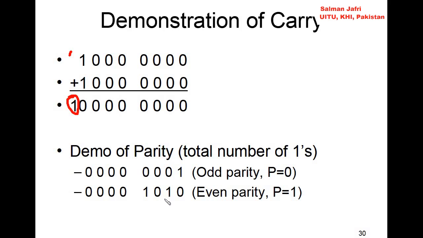So how can parity be used? Parity can be used in a number of ways. It is basically used for detection of errors in storage. Parity is a very simple scheme, and you would be surprised that memory chips of today use parity for checking the data, whether the data is correct or not.